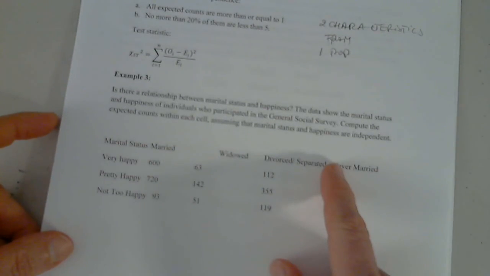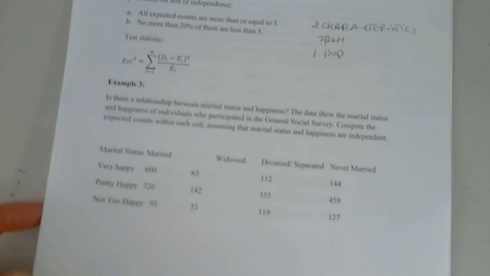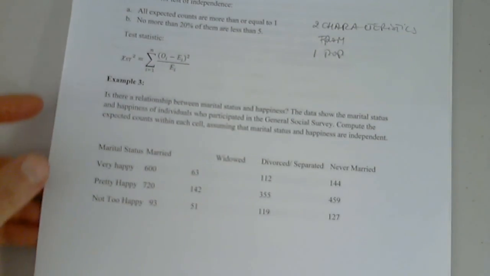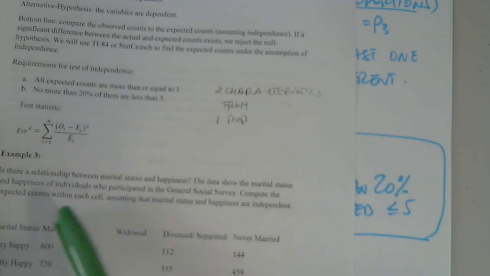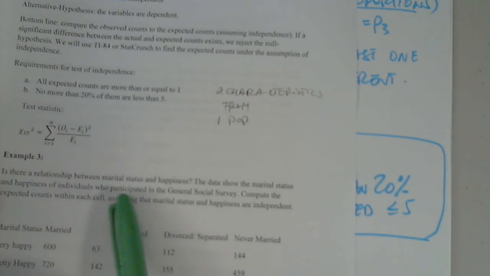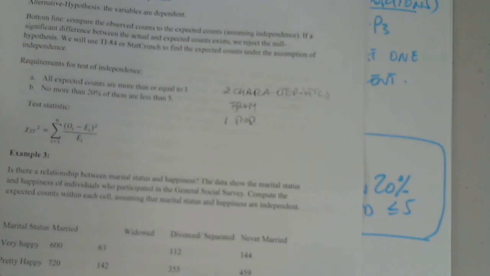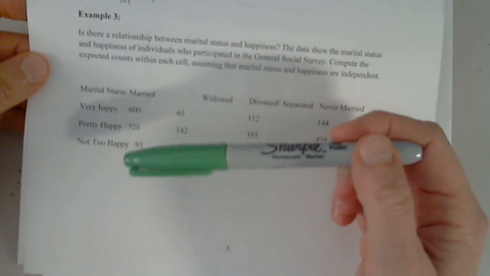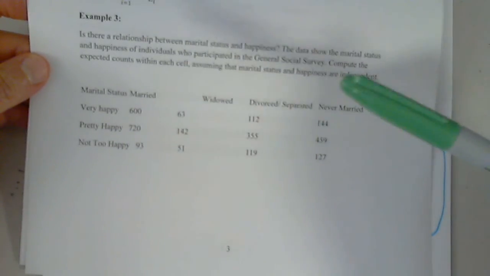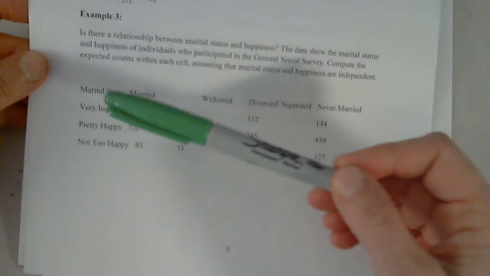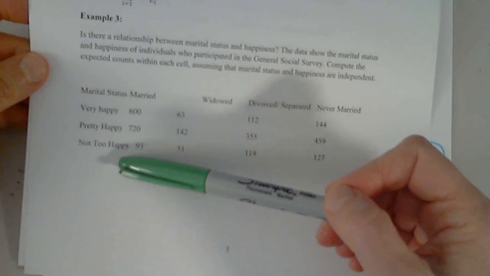Let's look at the first problem. And I think we did this problem last time, but let's do it again because I didn't get the chance to show you with StatCrunch or anything else. So here we have, is there a relationship between marital status and happiness? And we have the table. So marital status is married, widowed, divorced, never married. Very happy, pretty happy, not too happy.